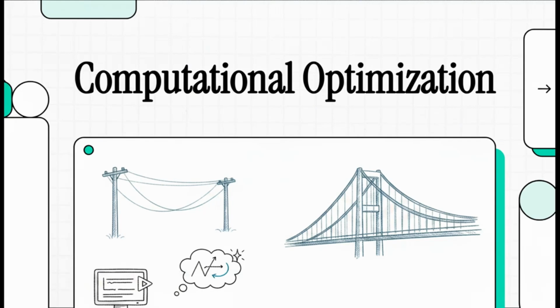So if you've ever looked up at a hanging power line or marveled at the sweeping cables of a massive suspension bridge, well, you've actually witnessed a beautifully complex physical system perfectly at rest. Today, we're going to formulate and solve these exact physical problems using modern optimization software.